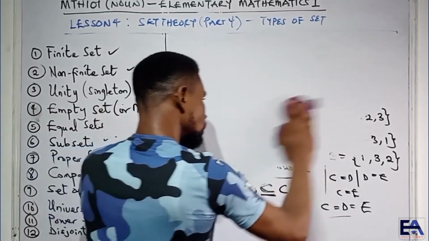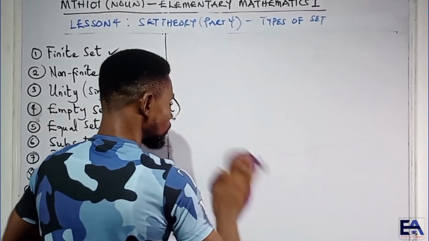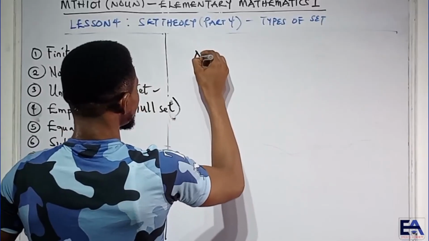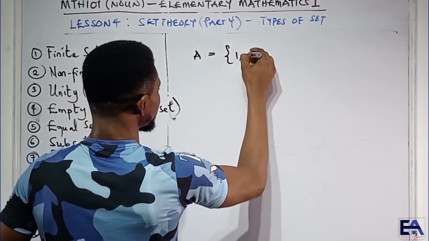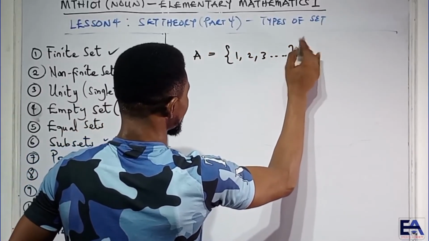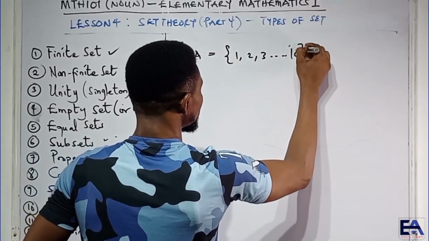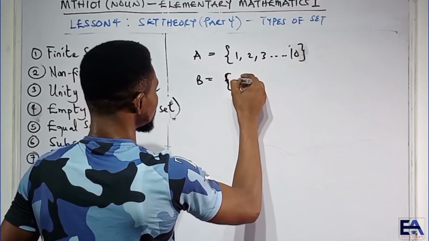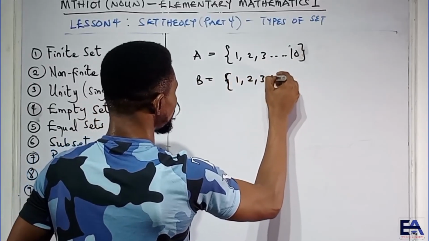So if I want to apply the condition for proper subsets, let me say set A is equal to {1, 2, 3, and so on up to 10}, and then set B is {1, 2, 3, 4, 5}.